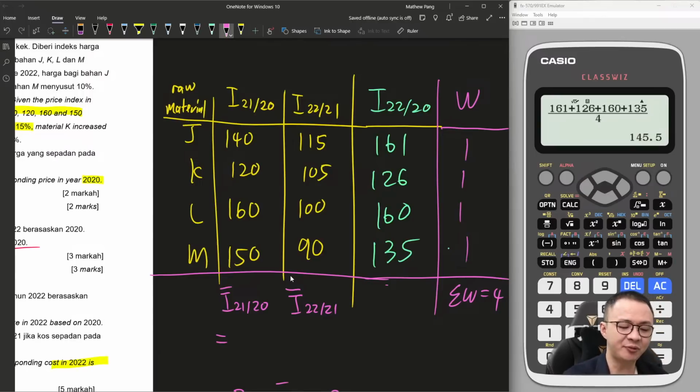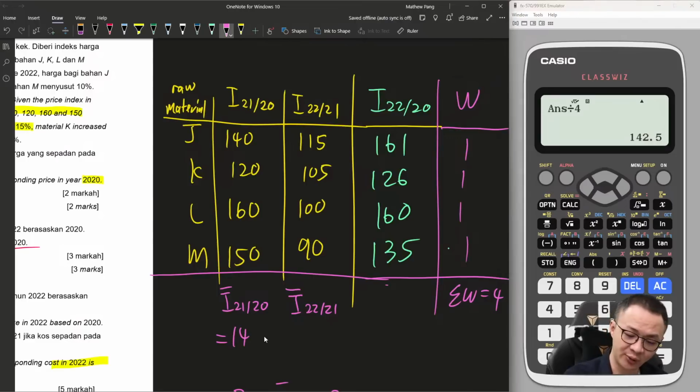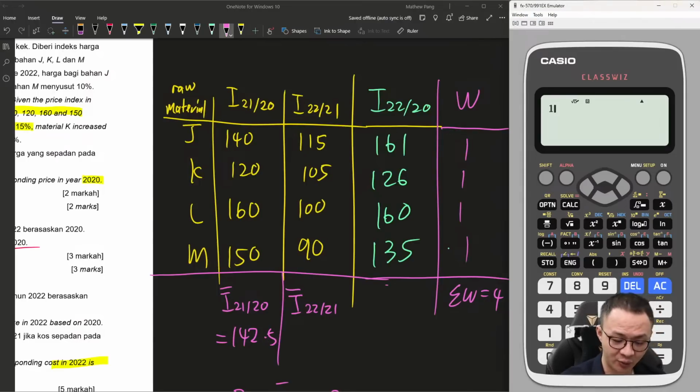Basically, the weightage is 1, so it is very easy. You just add all the numbers and divide by 4 only, because this is what happens when the index number weightage is 1. So I divide by 4. This one is 142.5. Then this one I will do the same thing also, 115.